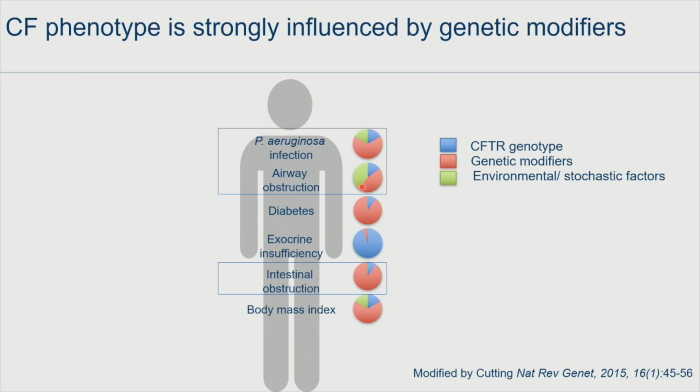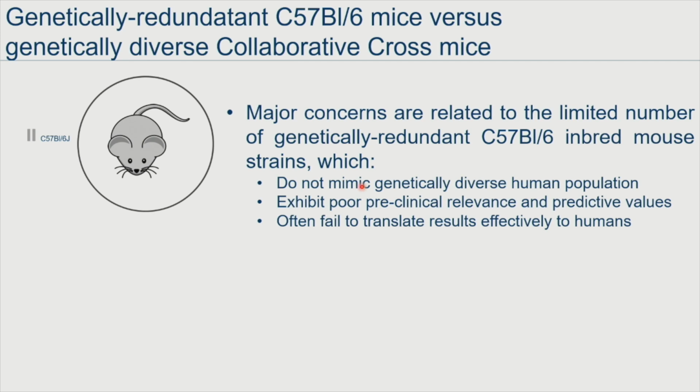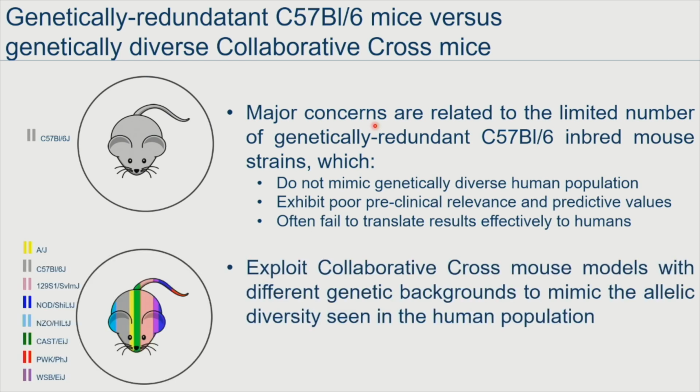So, of course, this picture opens several questions and also questions the cystic fibrosis mice, because we have several concerns related to cystic fibrosis mice that have been generated with the genetically redundant C57 Black 6 inbred mouse strain. We all agree that cystic fibrosis mice do not mimic the genetically diverse human population. They exhibit poor preclinical relevance and predictive value and often fail to translate results effectively to humans. So for this reason, in recent years, we have started to exploit a novel mouse model population known as collaborative cross mice. These mice have a different genetic background and are able to mimic the allelic diversity seen in the human population.